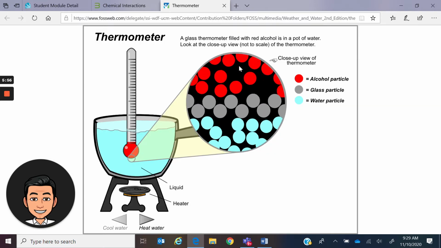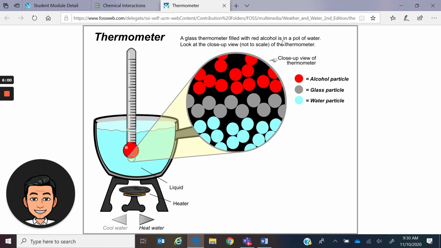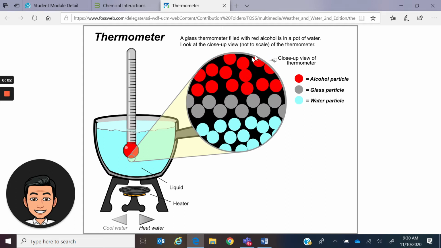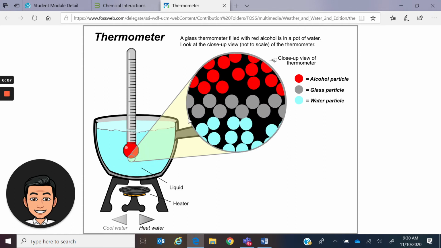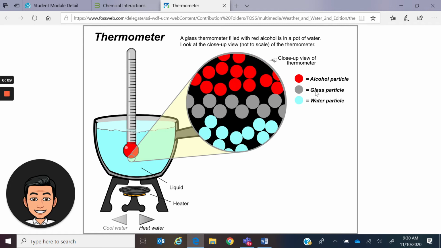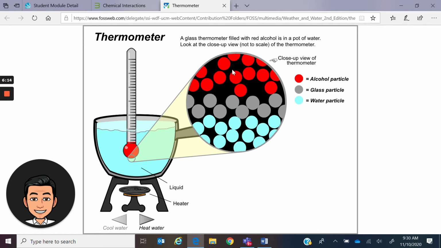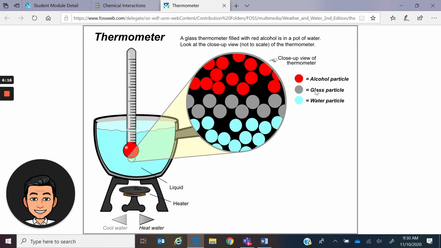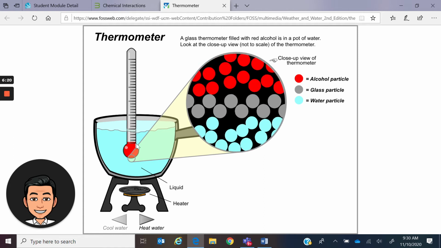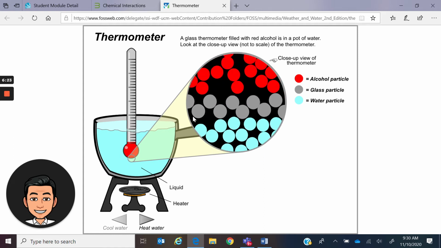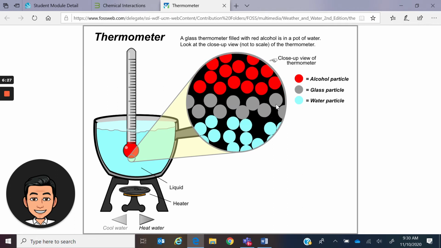And so we have this activity we want to work through. We have a glass thermometer filled with red alcohol, and it's in a pot of water. And so they've made a close-up view right here for us about what we're seeing. And we have the red particles, which are alcohol particles inside the thermometer, and alcohol is a liquid. Then we have the glass layer, the glass particles in gray. And we know glass is a solid, right? When you hold a thermometer, that's solid. And so we see these solid particles in gray, and they aren't moving, they're only vibrating.